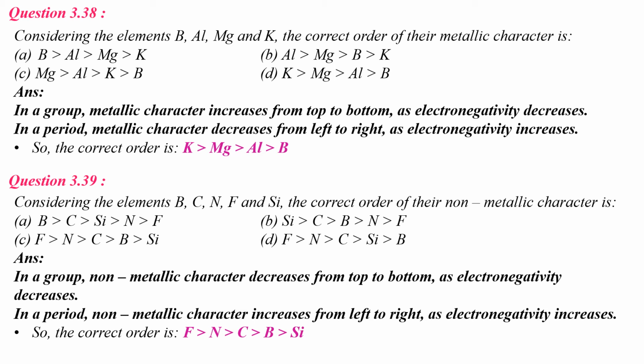carbon > boron. However, within a group, non-metallic character decreases from top to bottom. So, carbon is more non-metallic than silicon. Therefore, the correct sequence of decreasing non-metallic character is fluorine > nitrogen > carbon > boron > silicon. So, option C is correct.